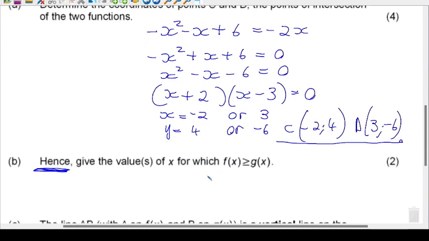Now, give the values of x for which f of x is bigger than or equal to g of x. When we talk about f of x, we actually talk about the y value of f, and when we talk about g of x, we talk about the y value of g. Where is the y value bigger than the y value? Remember, a y value that's bigger actually means above. What we're asking for here is really, where is f above, higher up than g? Where is f above g?